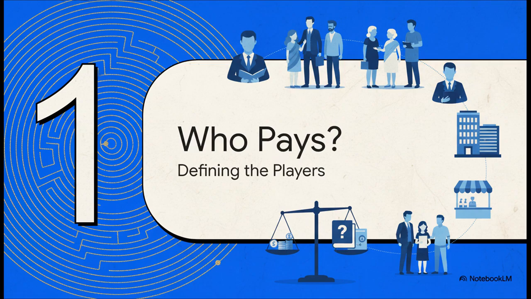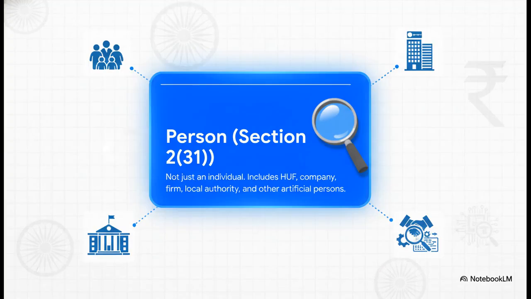In the eyes of the tax law, who are you? Before even 1 rupee can be taxed, the law has to define who, or what, can actually be a taxpayer. This is step 1, and it's probably the most important step in this whole process. Now, you might hear the word person and think, well, that's just you and me. But under tax law, oh, it's way, way broader.